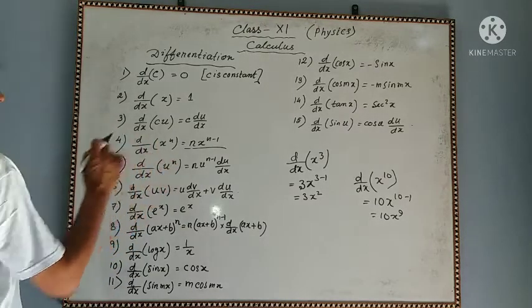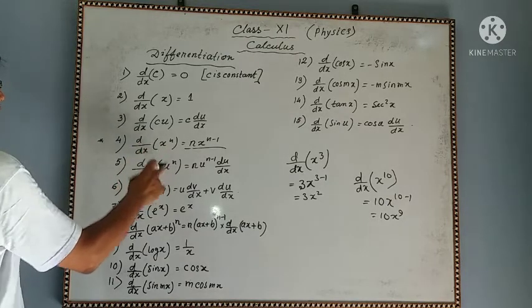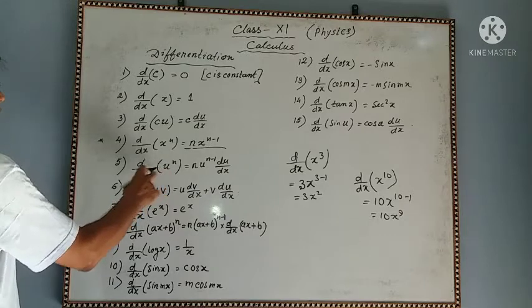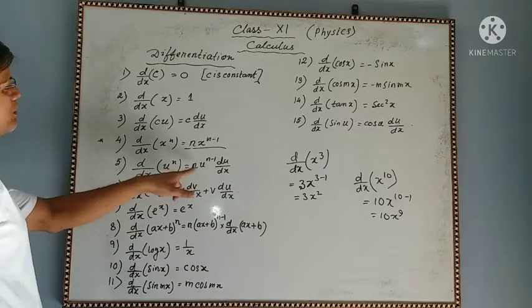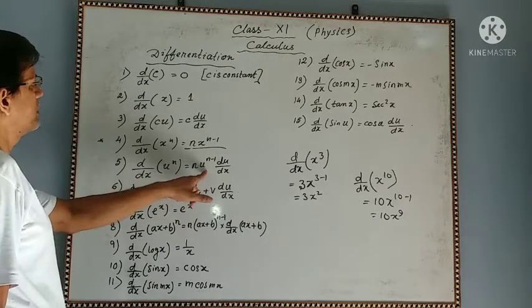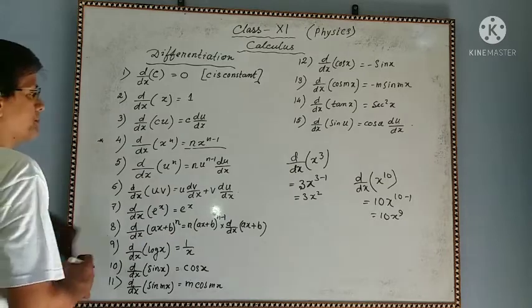Next you see d by dx of u to the power n. This and this are similar, but here it is the same variable and here it is another variable. So how can you do this? First the power will come, then the power decreases by 1, and then you have to differentiate u.